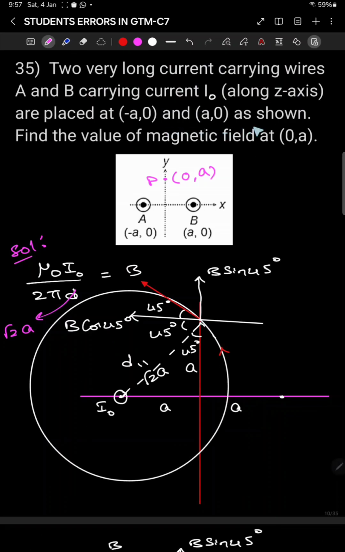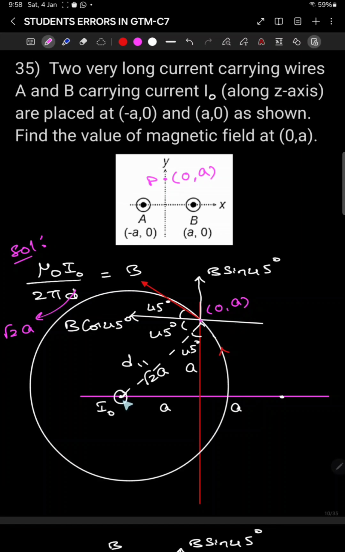Next question. This question belongs to electromagnetism. Two very long current carrying wires A and B carry current I0 along the z-axis. Here two currents are there. The current is passing along the z-axis, out of the board, at (−a, 0) and (a, 0). So this is the origin, this distance is a and this distance is also a. Here the current is out of the board. Along the y-axis, at (0, a), they asked to find the magnetic field. At this point we are asked to find the magnetic field.